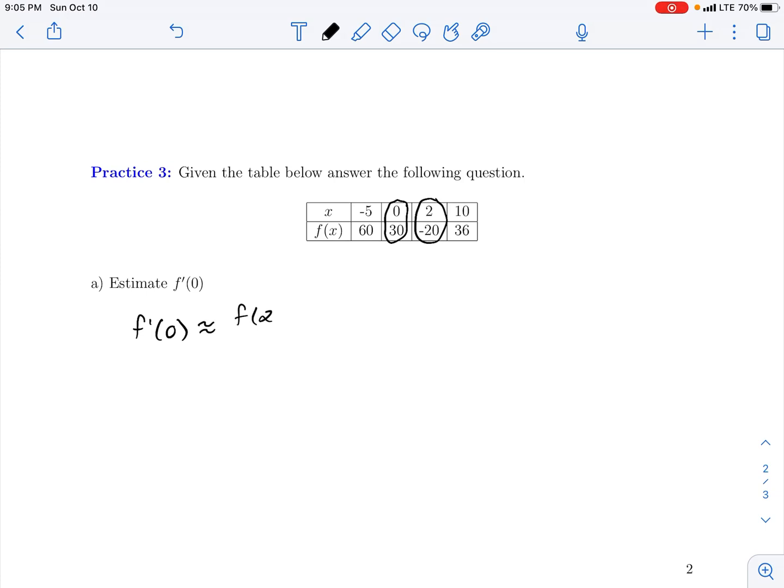All right, so here, this would be f of 2 minus f of 0 over 2 minus 0. And so this would give us negative 20 minus 30 over 2, which is negative 50 over 2, which is negative 25. Okay, so you want to make sure that you are paying attention to that part. Which x value is the closest to x equals a in the table? So in this case, it would be 2. All right, so you're just going to consider the average rate of change between 0 and 2.